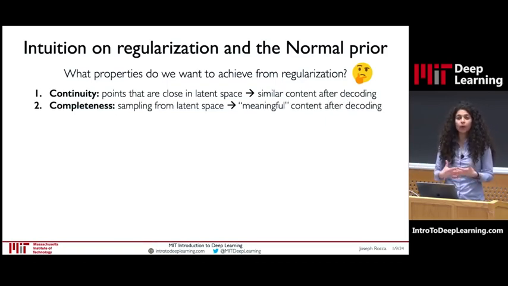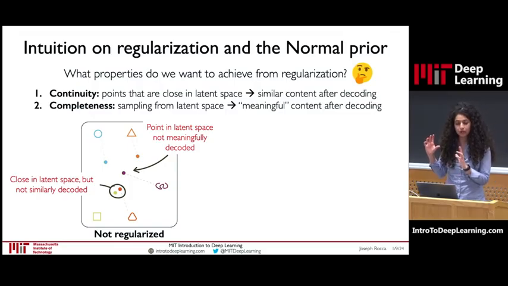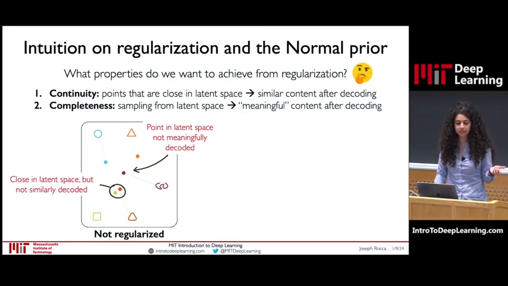Secondly, when we go to use our VAE to actually sample, we want to have completeness, meaning that whenever we draw a sample from the latent space, hopefully we get something reasonable back out, right? We don't want samples to result in something nonsensical. And so with these two criteria in mind, the concept is that without regularization, we end up sacrificing both these properties.